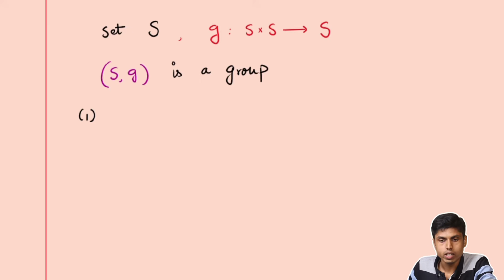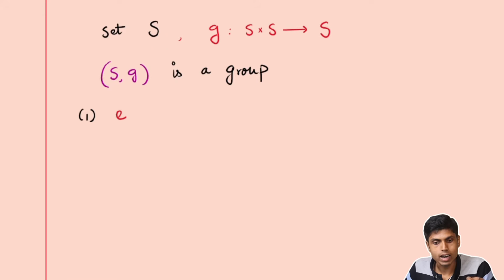First one, it must have an identity. An element is called identity if, when operated with any other element of the set, it gives you the same element of that set. That is, we call E the identity if E star S equals the same element S, which is also S star E. The star here denotes the group operation. Then that element E is called the identity element.